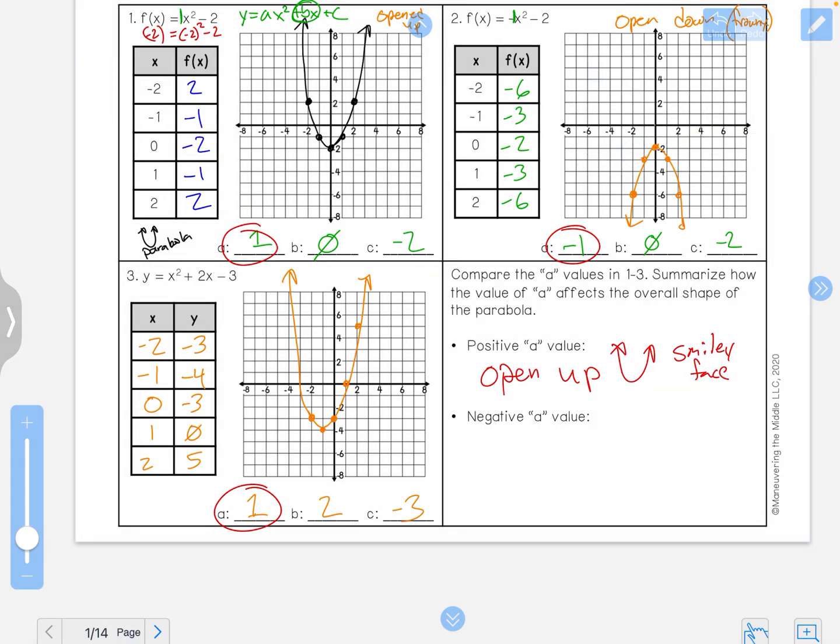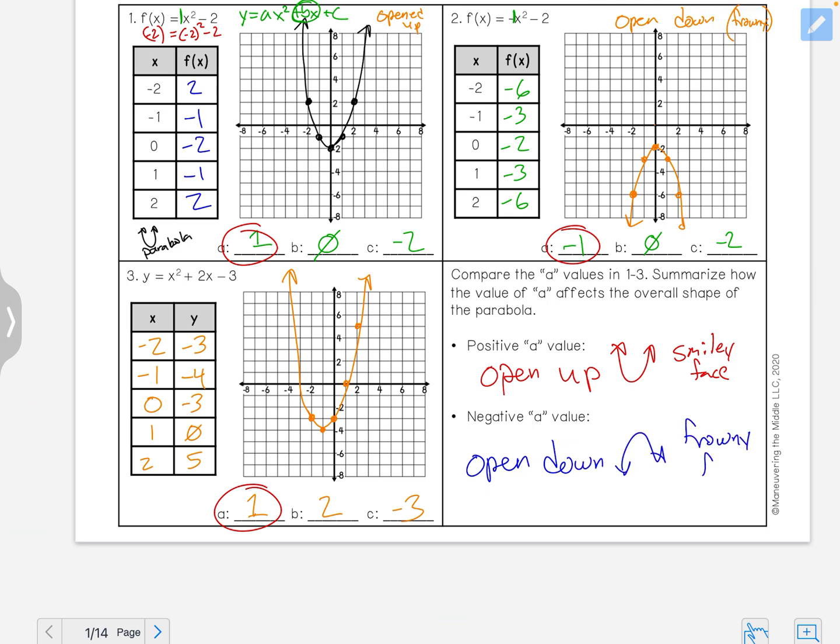If our a value is negative, it's going to open down, or have a frowny face. Again, if it's negative, things are going bad, it's not a good day, and so typically we've got a frowny face. That's the easiest way for me to remember that. Positive a is up, negative a is down.